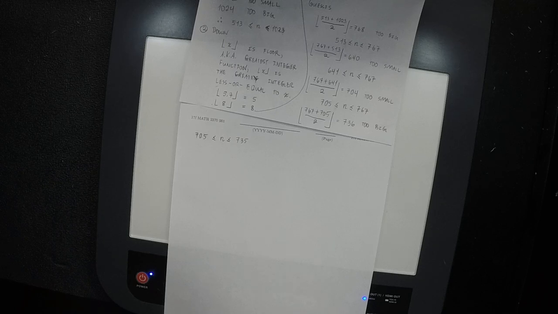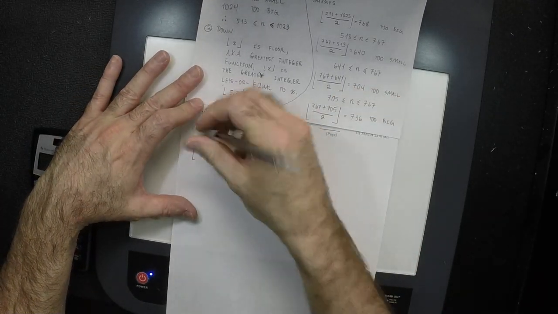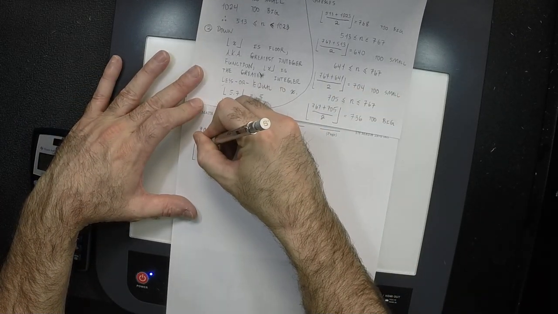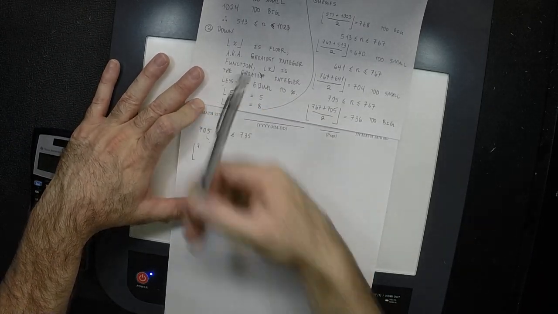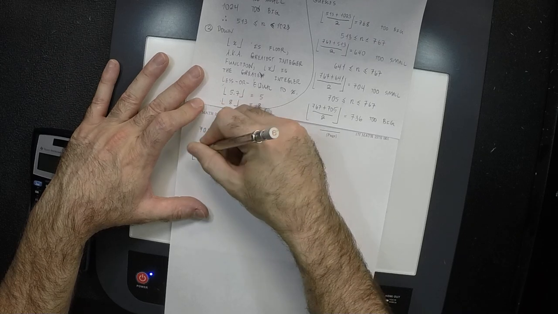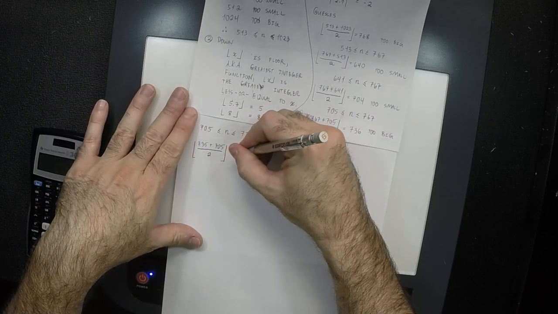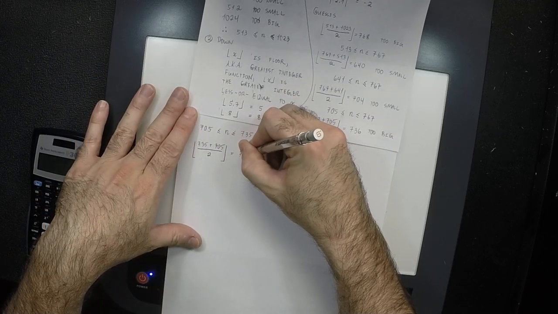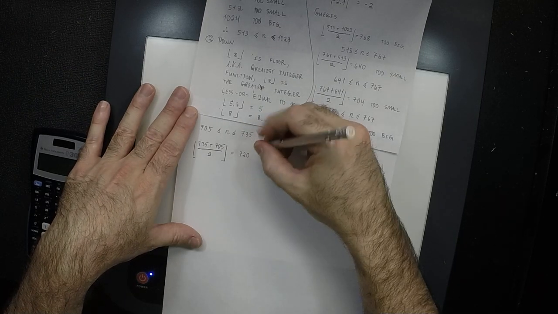Okay. So 735 plus 705 over 2. Okay, so my next guess is 735 plus 705 over 2. So that guess is 720. How do you respond to 720? That's the answer.